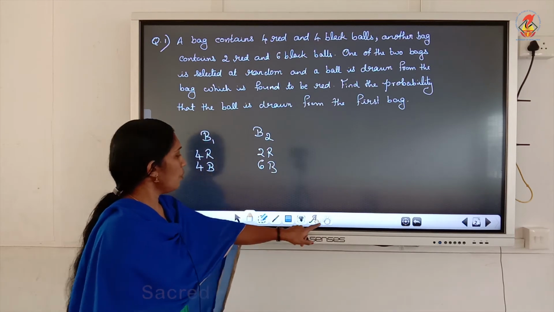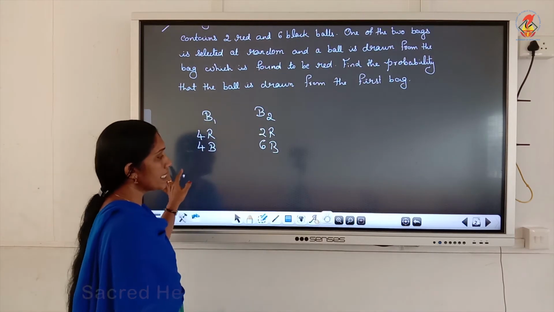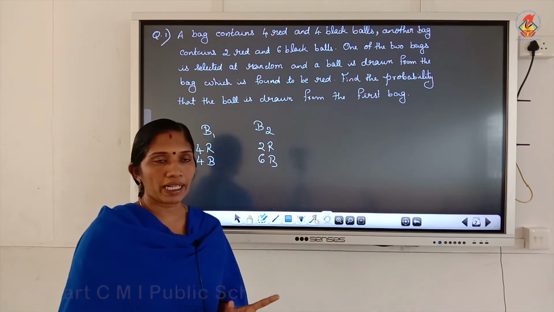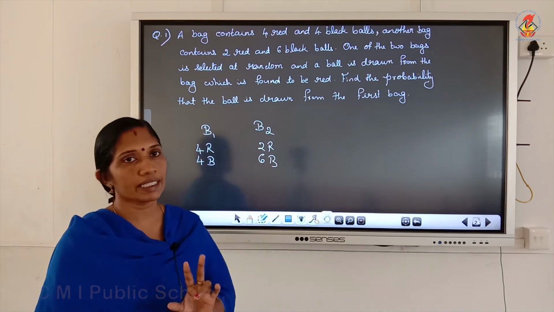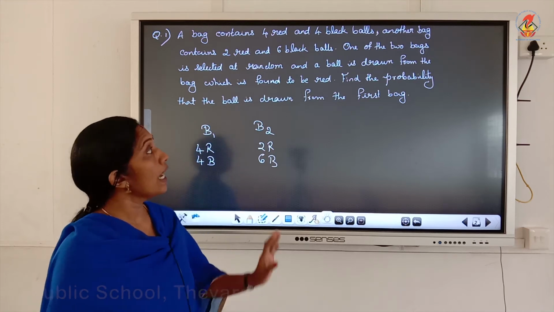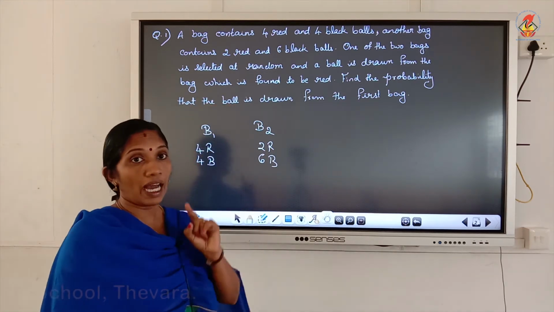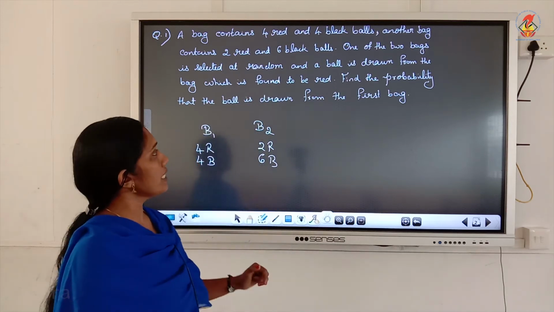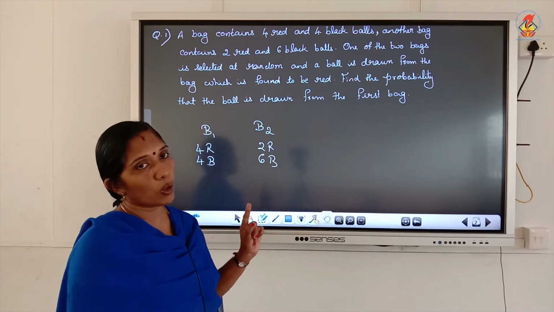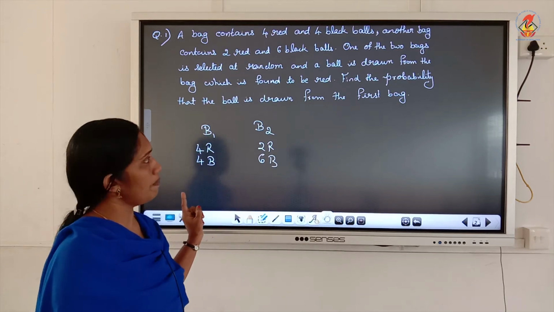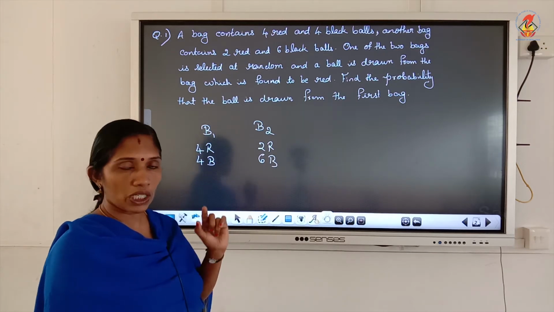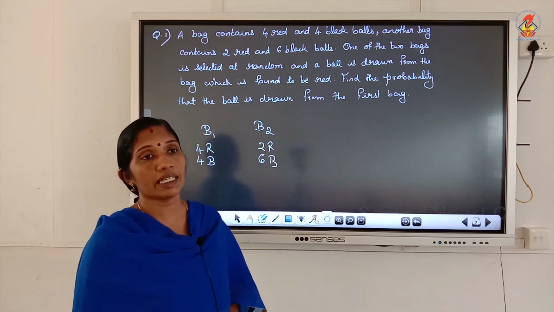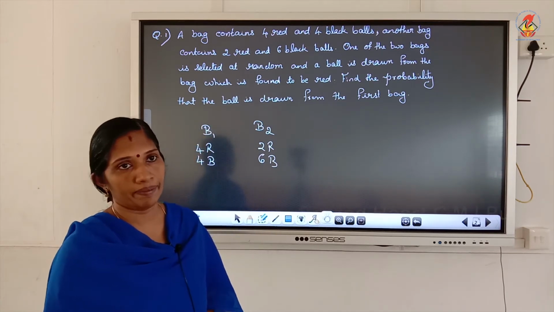So here we have to define events. That is the experiment. We have two bags, one of the bags you have to select, then take a ball from the bag, and it is given that the ball is red color. Then the question is, what is the probability that the ball was drawn from the first bag? So the color of the ball is given. We have to find the probability that it was taken from bag 1.